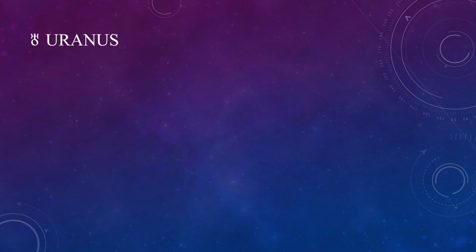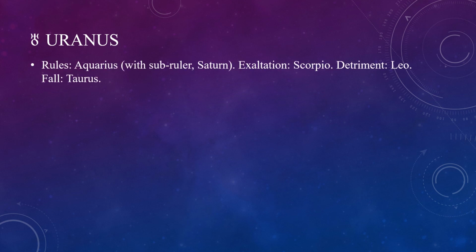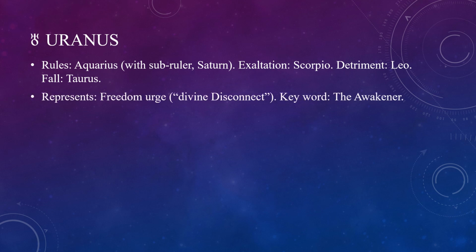So let's look at Uranus. It rules Aquarius with the subruler of Saturn. Its exaltation is Scorpio. Its detriment is Leo. And its fall is Taurus. Uranus represents the freedom urge, or the divine disconnect. Its keyword is the awakener.